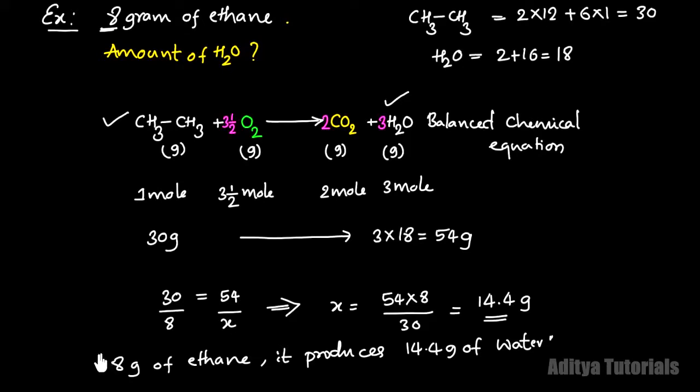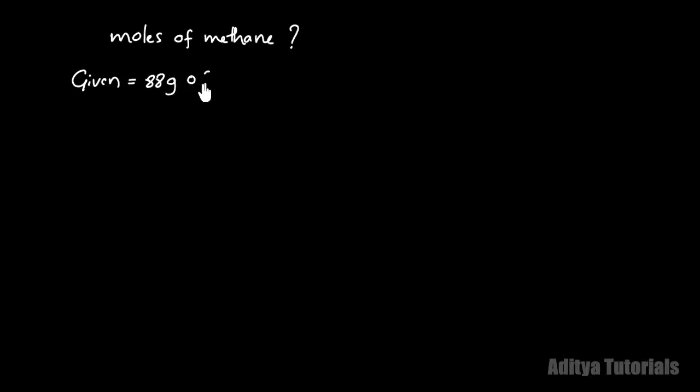Okay students, hope you understood this question. Let's see one more question we're going to solve here. The question is, how many moles of methane are required to produce 88 gram of carbon dioxide? So here we need the moles of methane, and given is 88 gram of carbon dioxide, CO2.